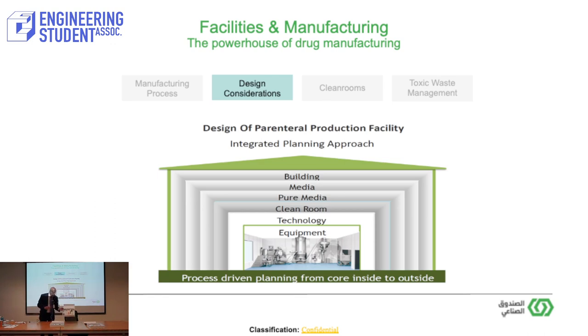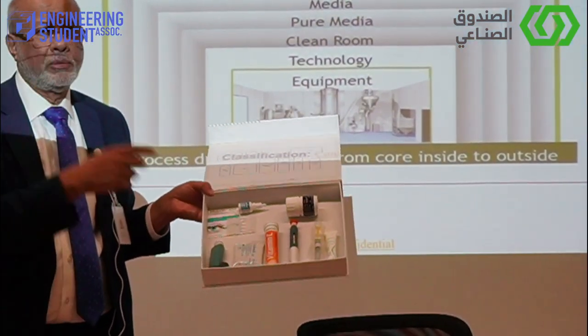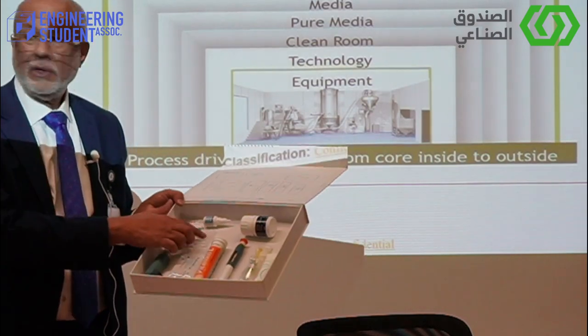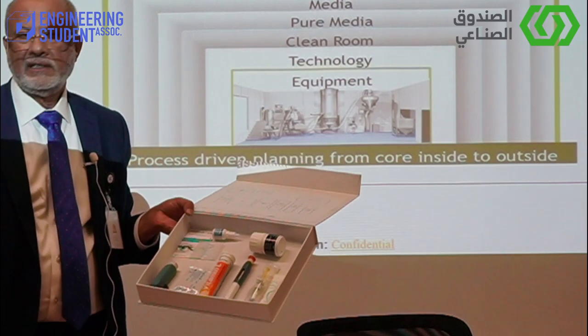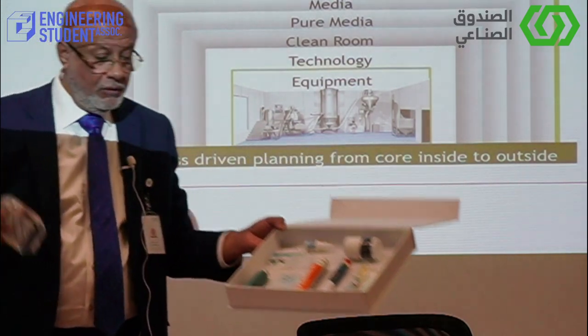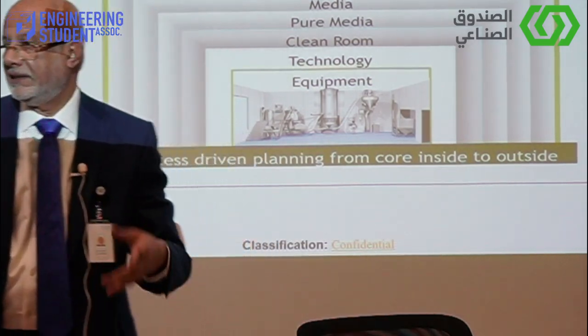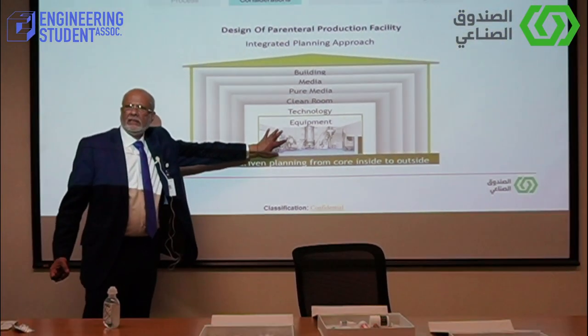I'll just give you an example here. We have these small drops, and many of you have used eye drops, right? These are the small eye drops. These are known as small volume parenterals, and this is large, so large volume parenterals. It's basically common sense. We need to decide what exactly I want to make, and based on that decision, you will select the equipment.